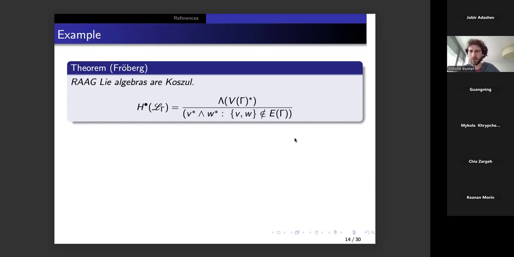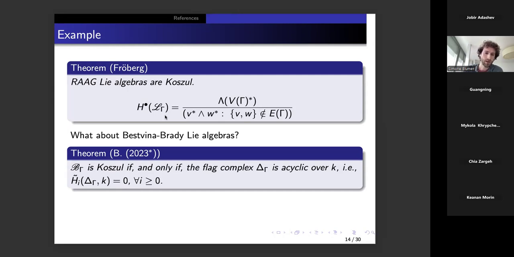Okay, this is Froberg's theorem in the general setting of rectangle-arcing Lie algebras, and essentially it says what I presented you before. It says that the cohomology ring of the rectangle-arcing Lie algebra is a specific quotient of the exterior algebra on the generating space. Okay, I will not discuss this, but what can be said about Bestvina-Brady Lie algebras?